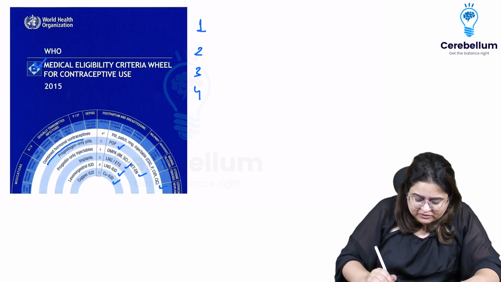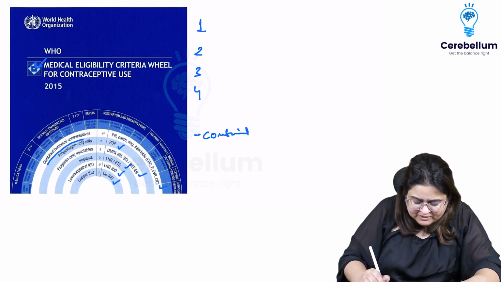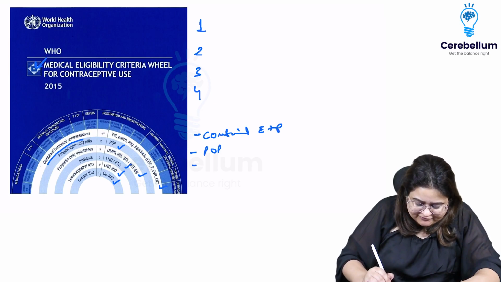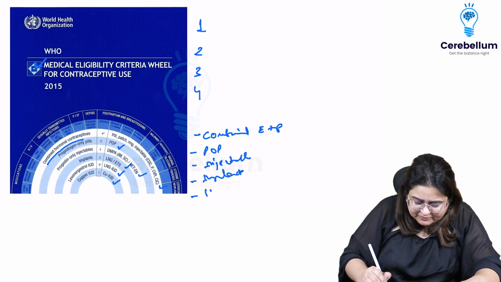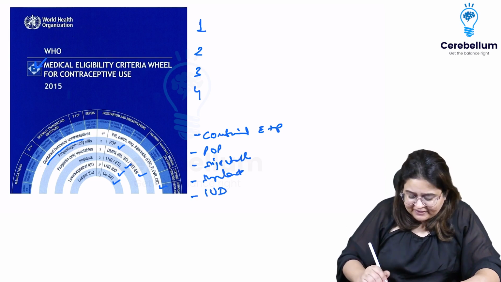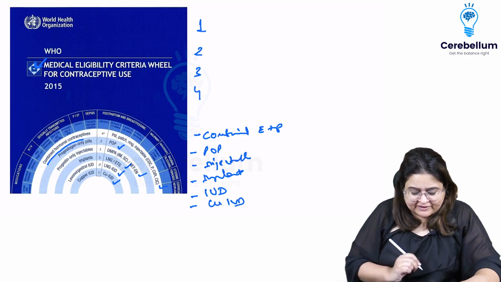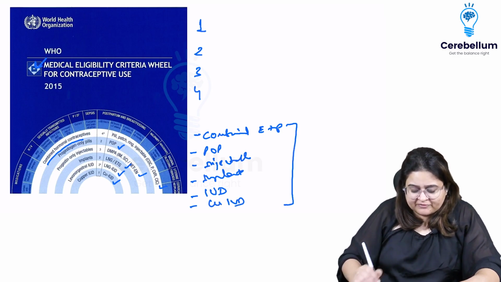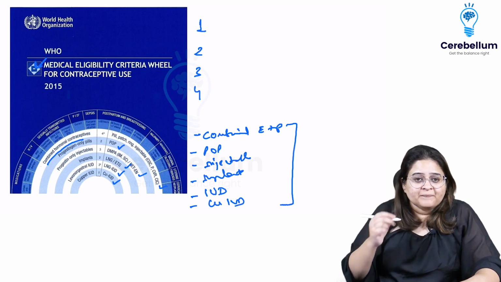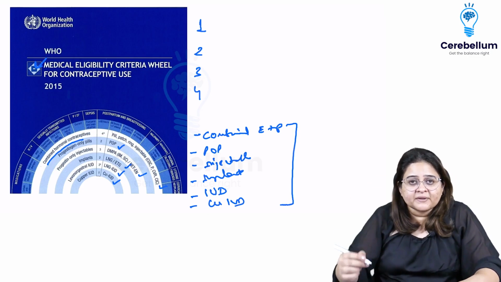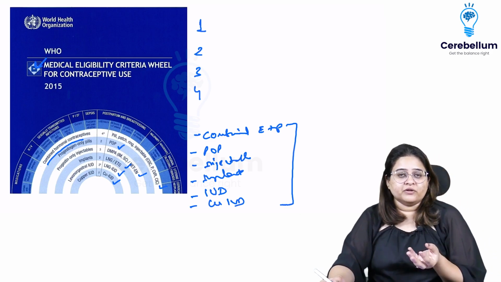So just to repeat, what are the contraceptive methods explained here? You have the combined estrogen plus progesterone methods, you have the progesterone only pill, you have the progesterone only injectable, you have the progesterone implant, you have the progesterone intrauterine device, and you have the copper intrauterine device. These are the 6 contraceptive methods described under the WHO wheel, and for every medical condition a number is given, that is 1, 2, 3, 4.